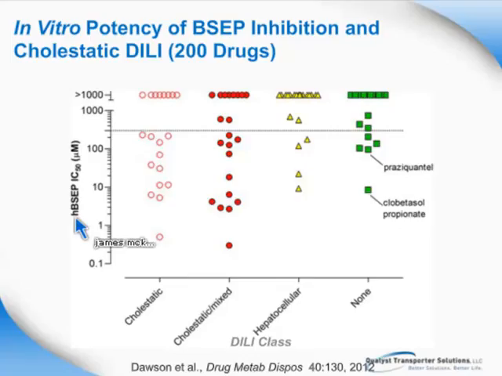And so this shows you the BSEP inhibition IC50s on the y-axis, and the line across the top is the threshold that Dawson set for the BSEP inhibition. So below that, he would have predicted cholestasis. And you can see that for cholestasis, cholestatic or mixed toxicity, and hepatocellular damage, a lot of drugs do agree, or there is good correlation with BSEP inhibition in vesicles. You can see there are also along the top here many drugs that simply do not inhibit BSEP or have a very, very high IC50 and still produce adverse events in the liver.